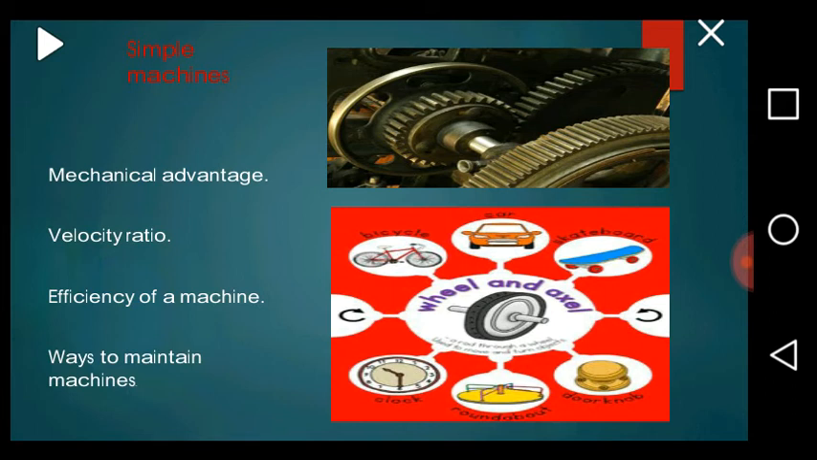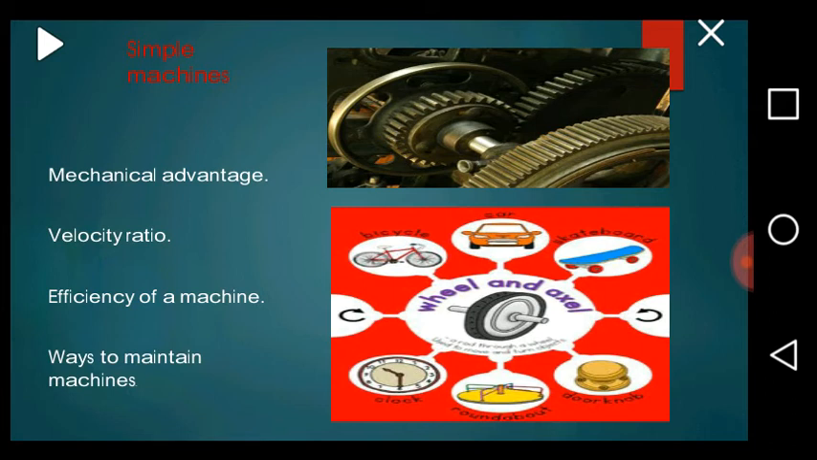When we compare the ratio of the effort applied to the machine to the work done by the machine, it is referred to as mechanical advantage. Mechanical advantage is defined as the ratio of the load to the effort applied to a machine. And if this ratio is greater than 1, the machine is said to have a mechanical advantage. But if this ratio is less than 1, the machine is said to have a mechanical disadvantage.